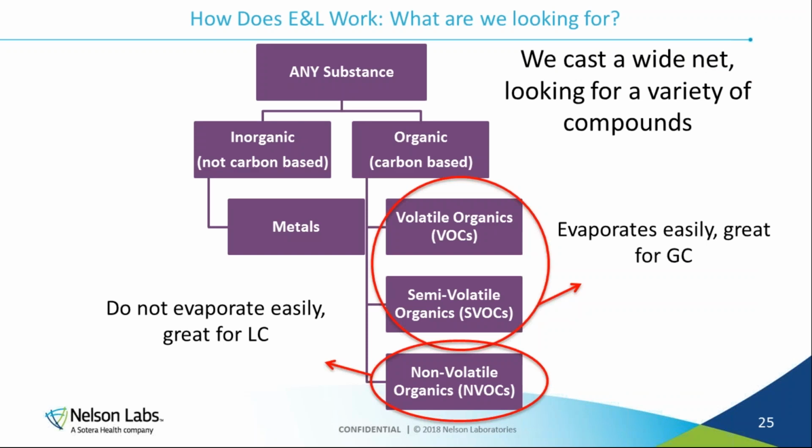Then we cast a wide net and search for a variety of compounds. So we see here we have our volatile organic compounds, which are easily evaporated because they are so small. And then we go up in size on the organic side, down to our non-volatile organics, which are very heavy and typically analyzed through liquid chromatography.